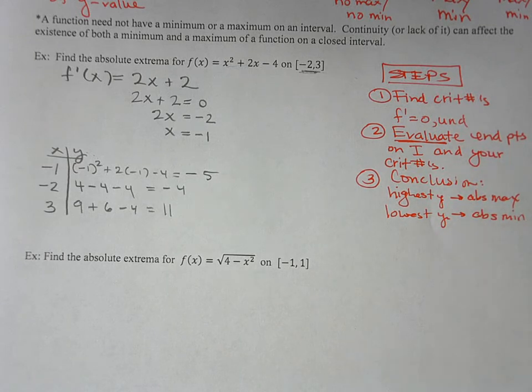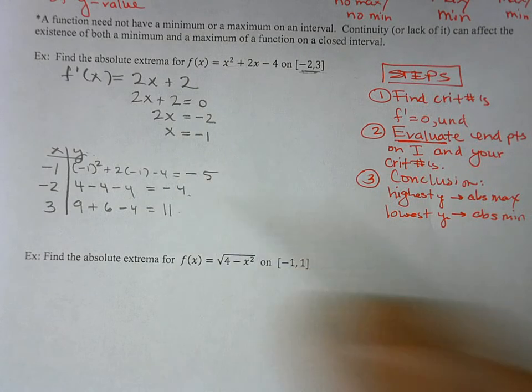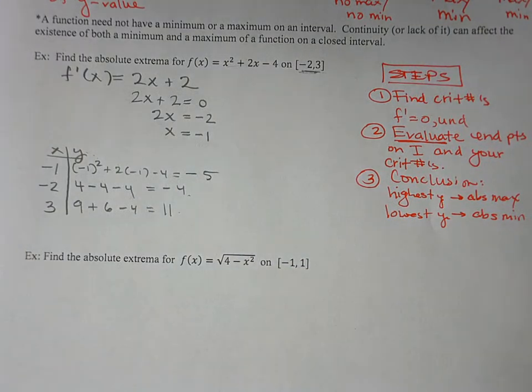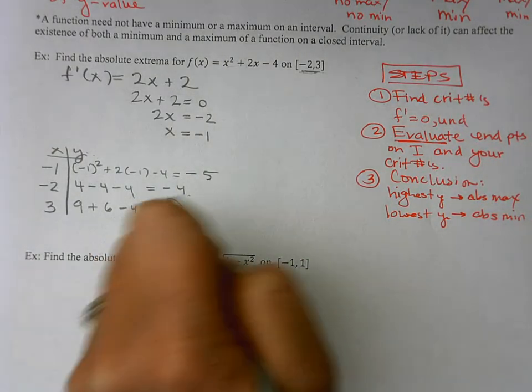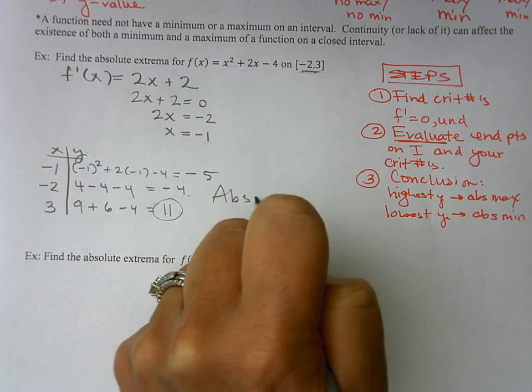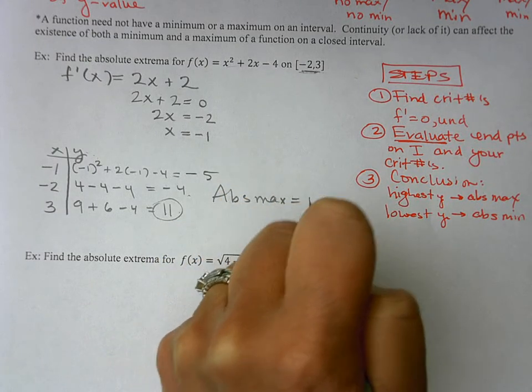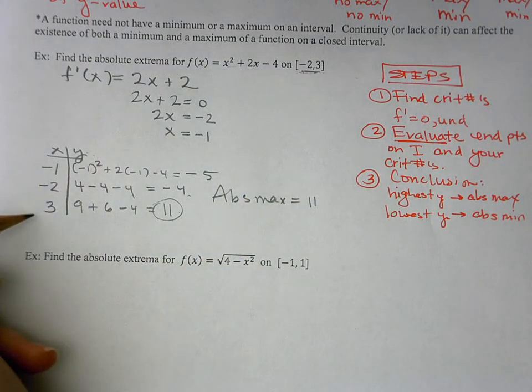So I'm just looking at these three values right here, figuring out which one's the biggest or which one's the smallest. So 11 is my largest value, so then I would say my absolute maximum is 11. I don't care that it occurred at 3. Well, I mean, I kind of care, but not in terms of answer care.